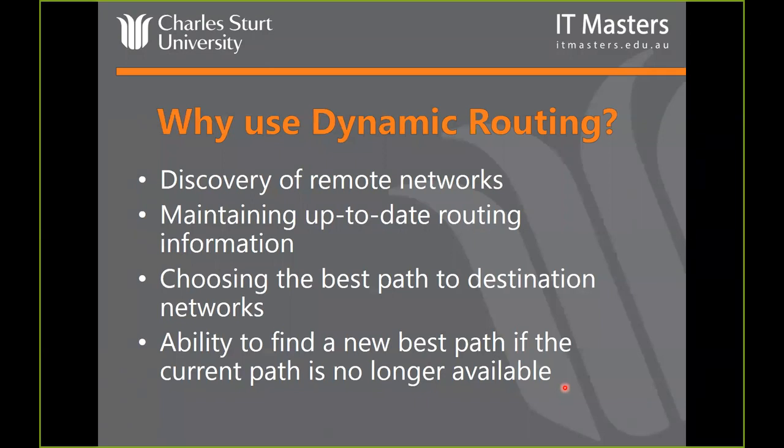Choosing the best path to destination networks, well, that's a bit of a moot point because you can also do that with static routing. It's just easier to manage in a dynamic routing world. And as routes change and as interfaces go up and down, routing tables will change much more quickly. And that last point, just what I'm alluding to, provides you with the ability to find a new best path if the current path suddenly becomes no longer available, whether that's via a fault or a disconnection or whatever the case may be.